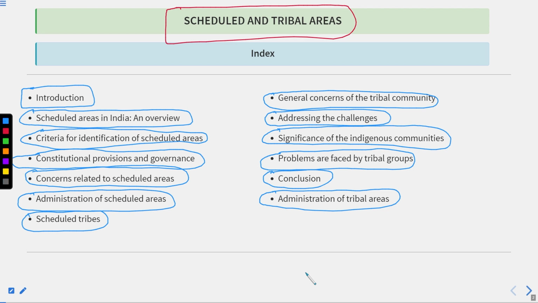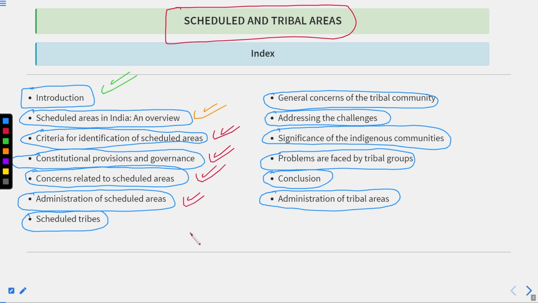If we talk about what we have covered, basically we have done with the introduction part. Schedule areas in India, an overview of this, basically we are discussing. The criteria for identification of the schedule areas, we haven't started. Constitutional provisions and governance, we haven't started. Concerns related to the schedule areas, we haven't started.